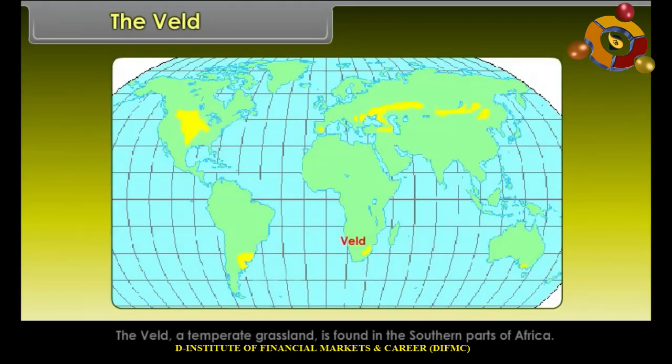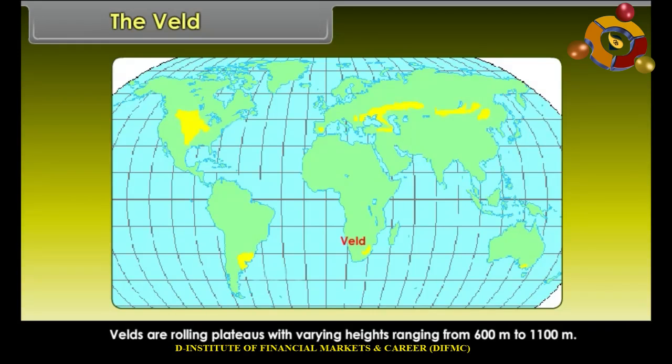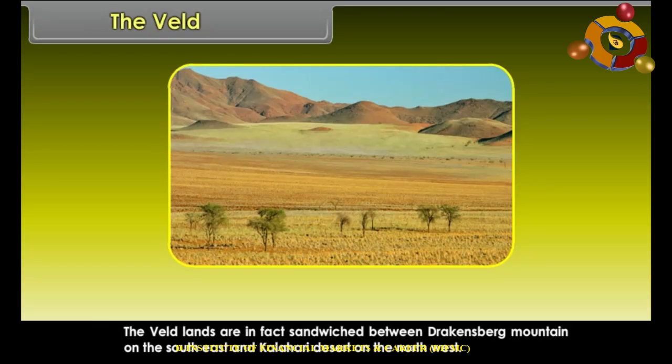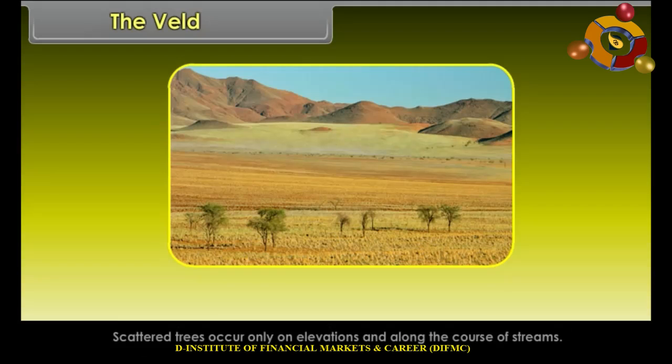The Veldt. The Veldt, a temperate grassland, is found in the southern parts of Africa. Veldts are rolling plateaus with varying heights ranging from 600 meters to 1,100 meters. The Veldt occupies the eastern part of Cape Colony, entire Orange Free State, and most part of the Transvaal. The Veldtlands are in fact sandwiched between Drakensberg Mountain on the southeast and Kalahari Desert on the northwest. Scattered trees occur only on elevations and along the course of streams.